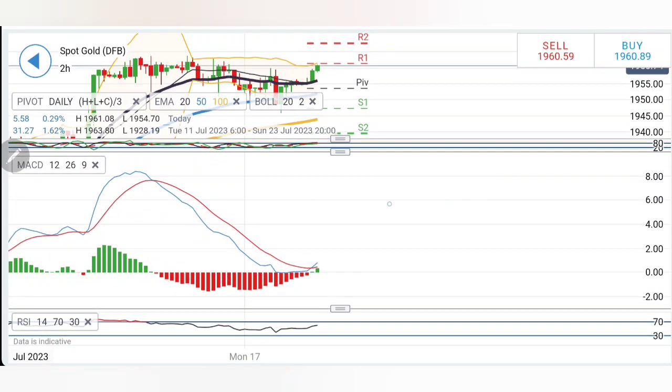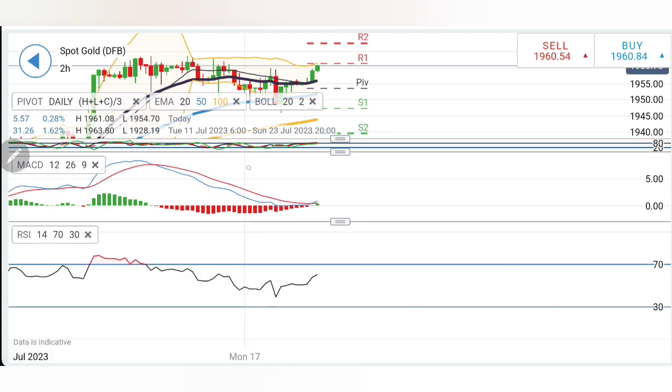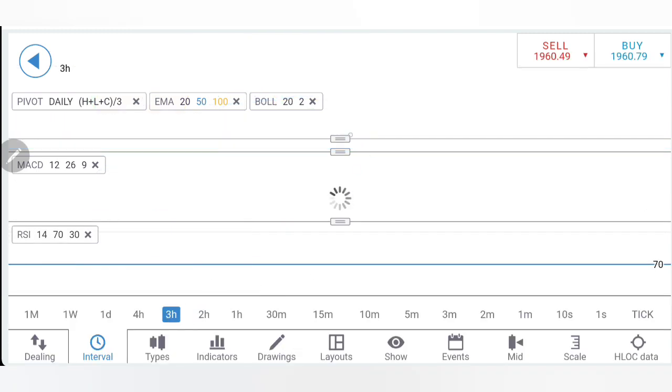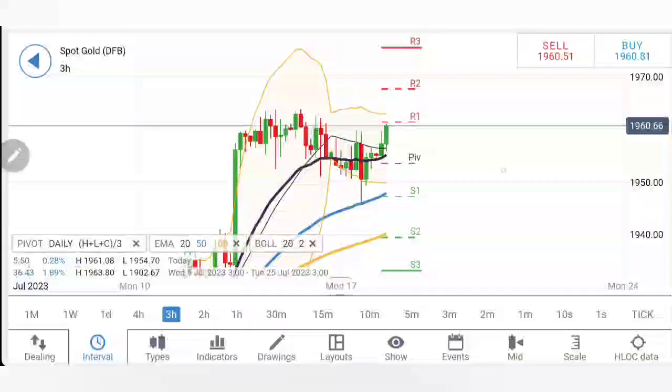Stochastic is back to overbought levels. See, the MACD crossing here is a good sign. It is good for bulls here. It can try to lift the prices a little up. RSI is also looking upwards. Coming to the 3-hour charts, also rise, retracement, and now looking upwards.